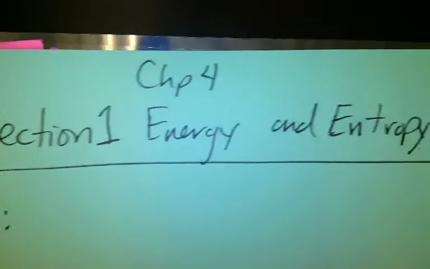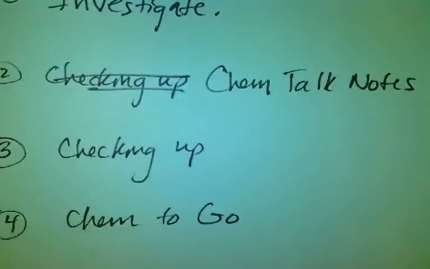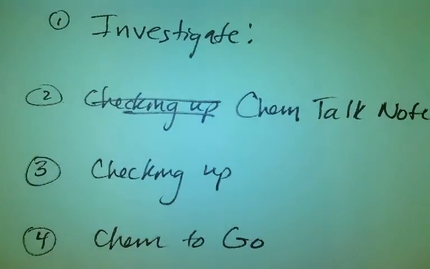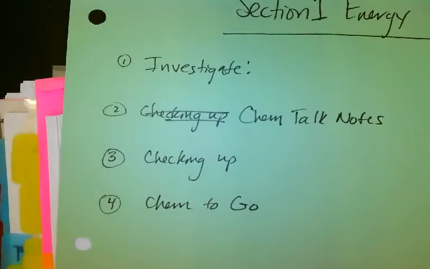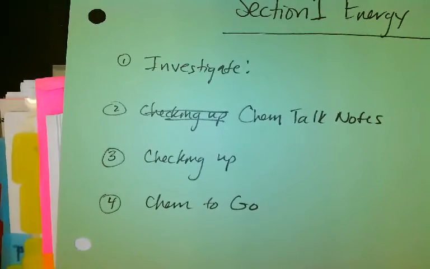So with our new chapter, we're going to be working on section 1, energy and entropy. You're going to need to label, after your green page, 4 pages that look like this. One is the investigate, the next one is your ChemTalk notes, the one after that is your checking up, and the 4th is your Chem to Go. So after you get done typing in your answers in your elicit, go ahead and set up these pages.